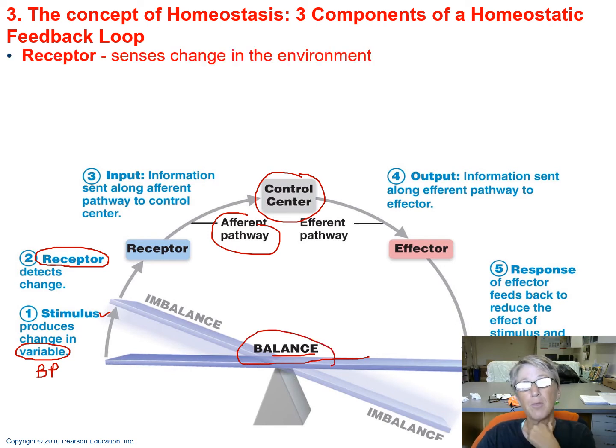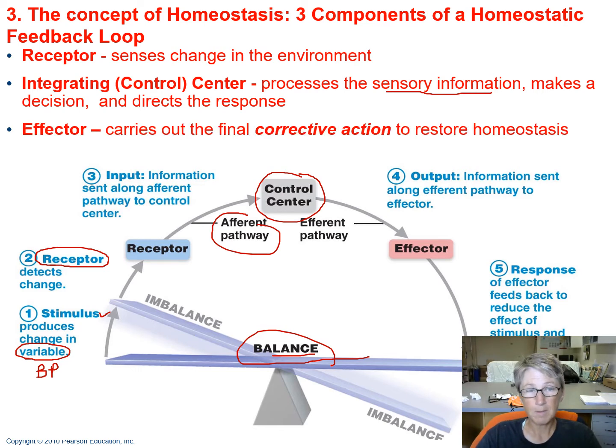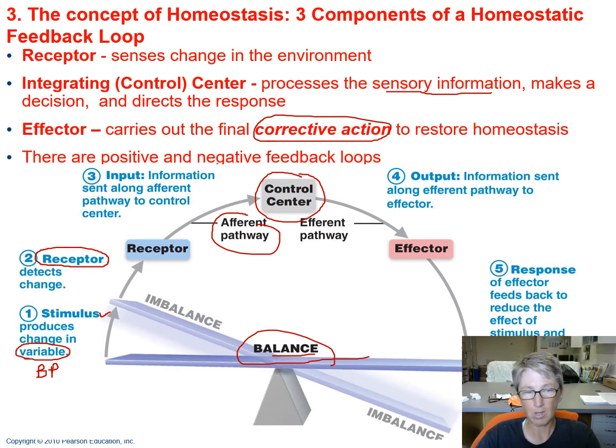So the receptor senses the change in the environment. In our example, that would be a baroreceptor. The control center processes the sensory information about your blood pressure, makes a decision and directs the response. And then the effector carries out the final corrective action to restore homeostasis. So in our example, the effector would be blood vessels. They would vasodilate, they would get bigger, and that would cause your blood pressure to go down. Not to a dangerous level, but back down to the homeostatic range.